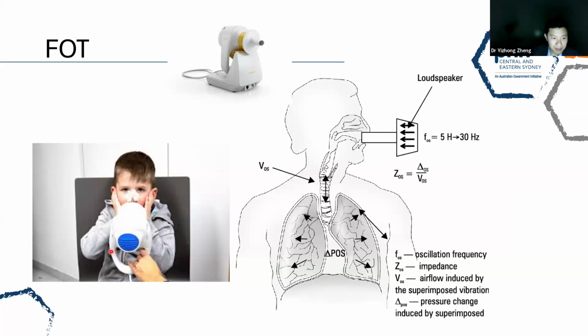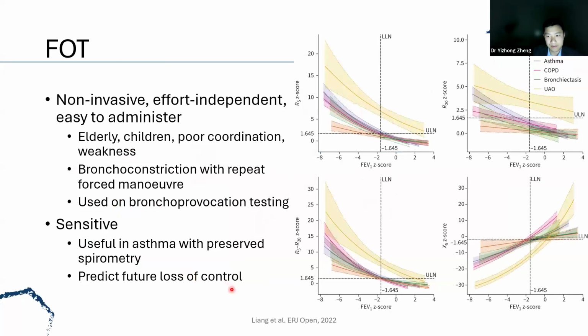As you can see, it can be done in kids, and that is part of why it's an attractive alternative to patients who can't perform spirometry. So it's non-invasive, effort independent. So going back to our patient who had the spirometry-induced bronchospasm, with repeated forced maneuvers, this would be attractive. It can be used in bronchoprovocation testing. Again, we've discussed children, elderly, those with weakness or poor coordination.